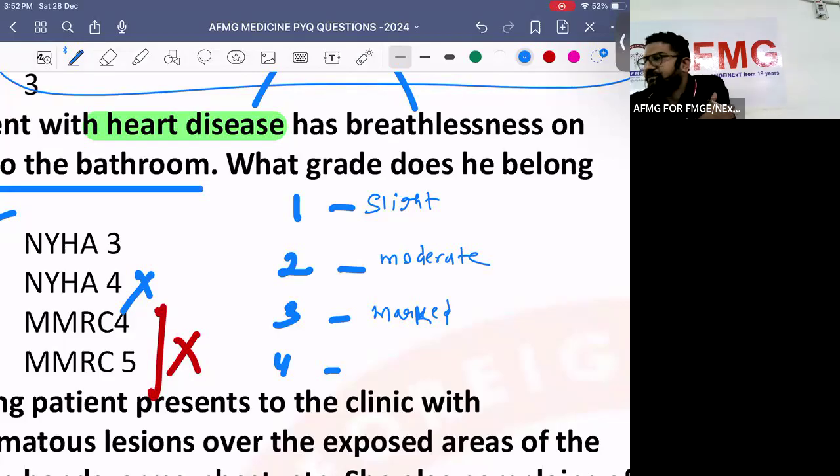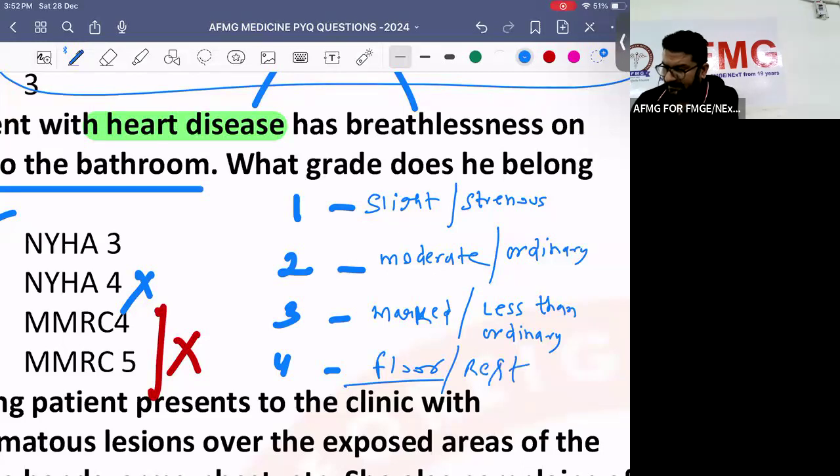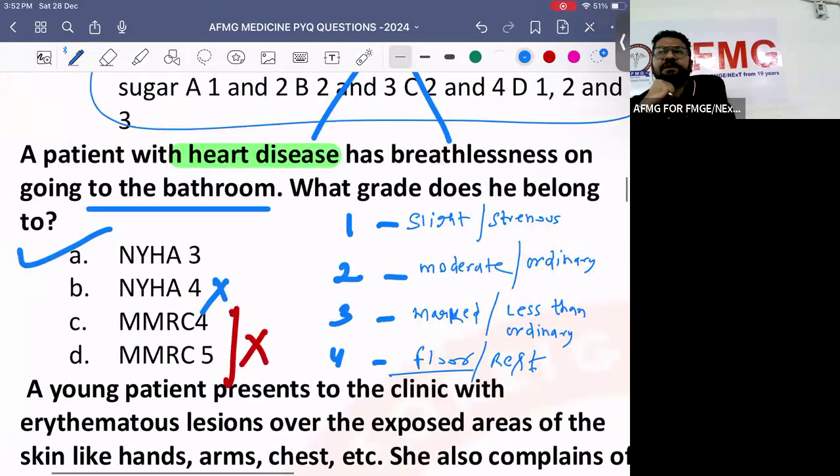देखो वन में क्या होगा? Strenuous activity will cause symptom. Two में ordinary activity will cause symptom. In three, less than ordinary. And four, at rest. So dyspnea at rest. So this will be NYHA 3. So again, exam is going clinical, so they can ask you question on NYHA or MMRC. Important.